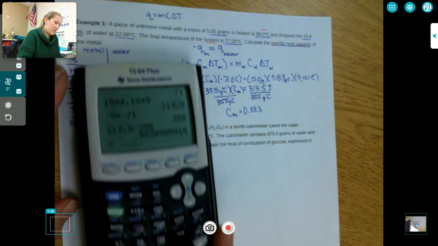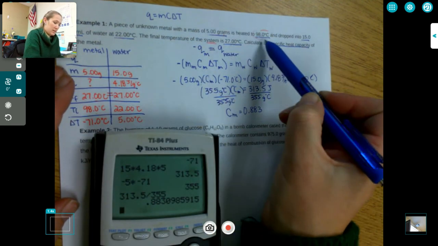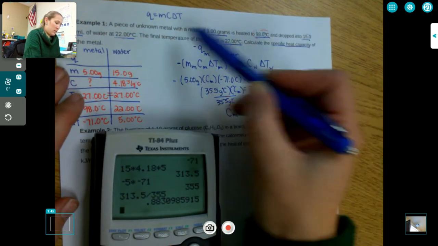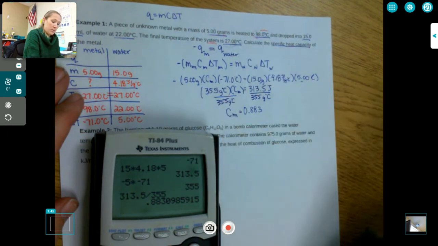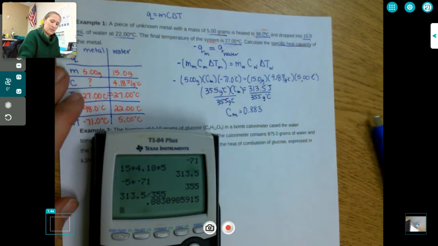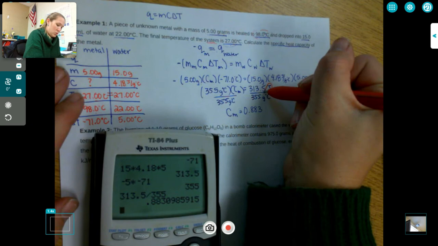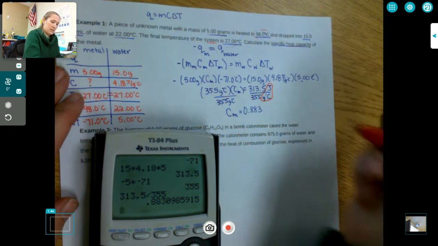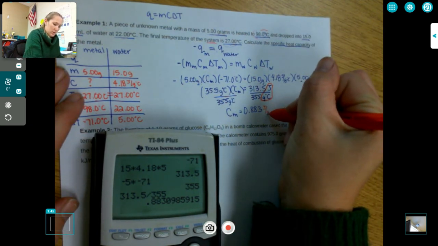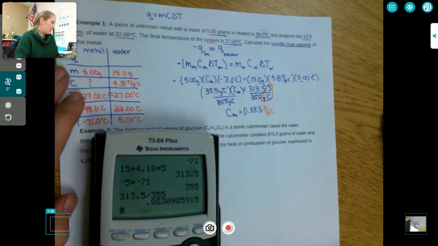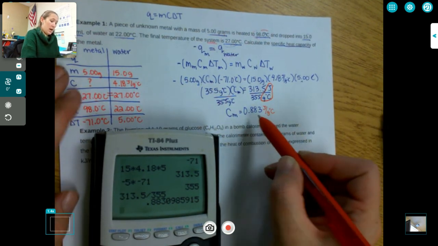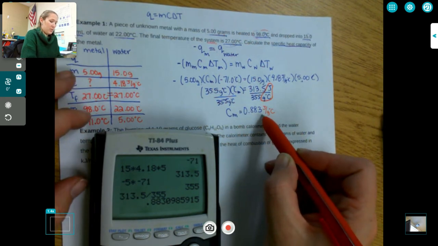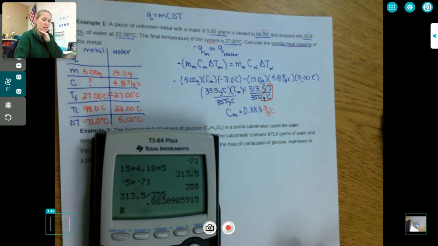I get 0.883. Let's look back for sig figs: 3 sig figs. My units, which I pull off from here, are joules over gram degrees Celsius. And there we go. So my specific heat of my metal is 0.883 joules per gram degree Celsius.